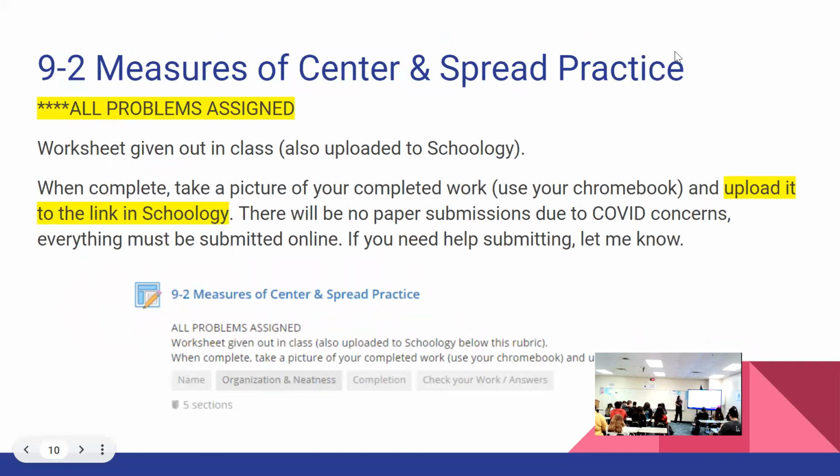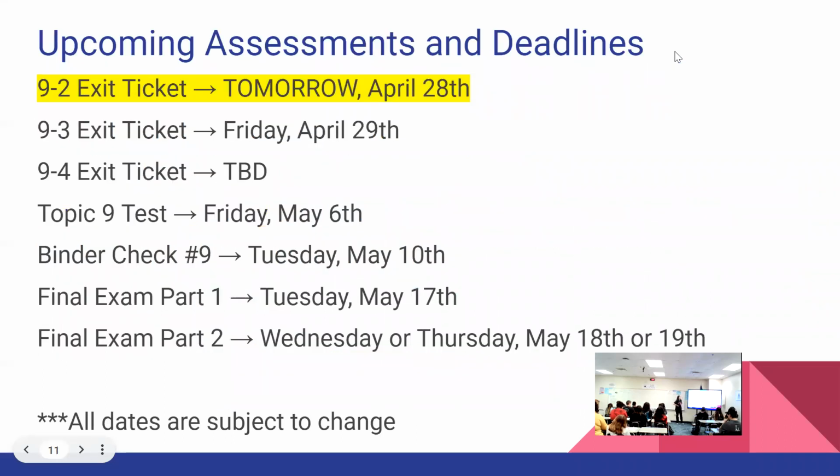The practice you just picked up, it's all problems assigned, because I think it's like 7 or 8, so all the problems. And you'll have an exit ticket tomorrow on this lesson, and I'll probably throw in some stuff from 9-1 as well, because we didn't have an exit ticket for that one. So just be aware, it's going to be a longer exit ticket. You'll do that tomorrow during class time.